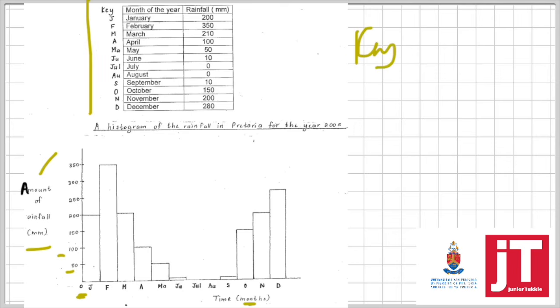But you can write key, you can write J for January. You can use number 1, 2, 3, 4. You can even spell out your name. Okay, and that's how you draw a histogram. Try not to use color, it really wastes time in your exams.